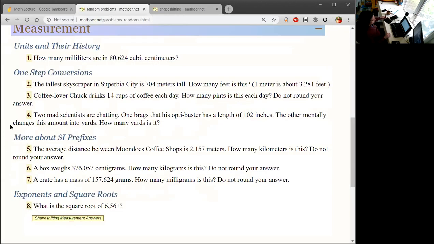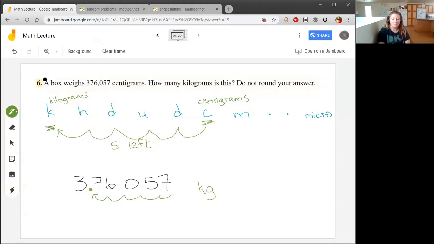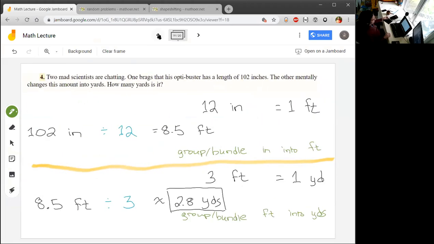Should we do any others? So each time we start at the end of the number, or it just depends on which way we're going, right? You start wherever the decimal point is.